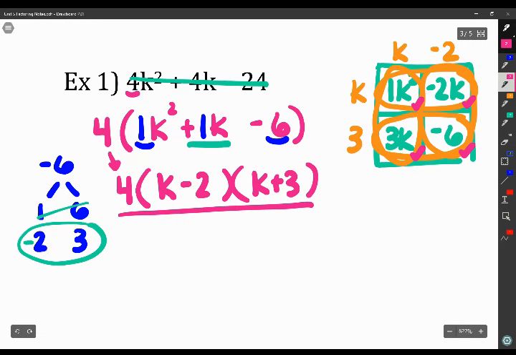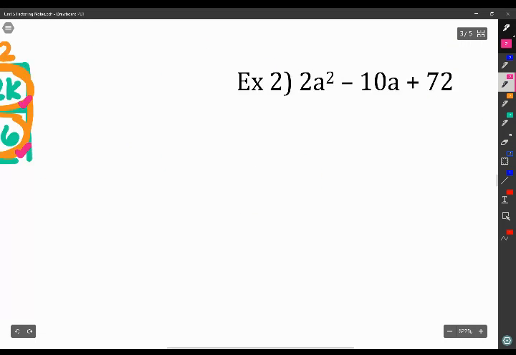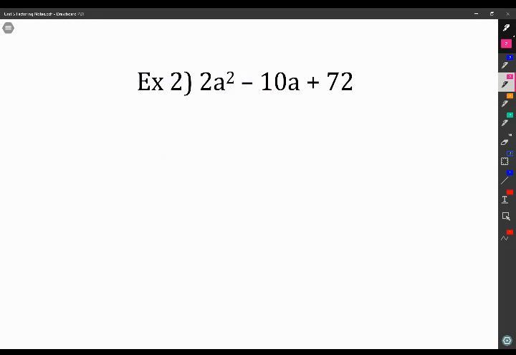So this is your answer. As we look at example 2, it's the same idea. We're looking to see if there's a number that goes into all of them evenly. So the first number is a 2. It's the smallest. Does it go into 10 evenly? It does. Does it go into 72 evenly? It does. So we're going to take it out.